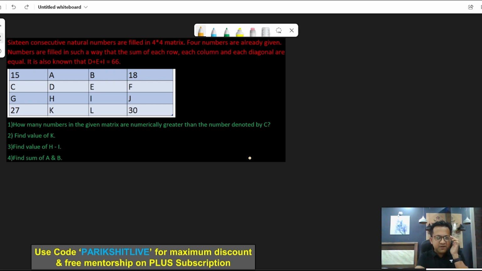16 consecutive natural numbers are filled in a 4 into 4 matrix. 4 numbers are already given. Numbers are filled in such a way that the sum of each row, each column, and each diagonal are equal. It is also known that d plus e plus I is equal to 66. And then they have given you a few questions, right? How many numbers are numerically greater than c, find value of k, and so on.